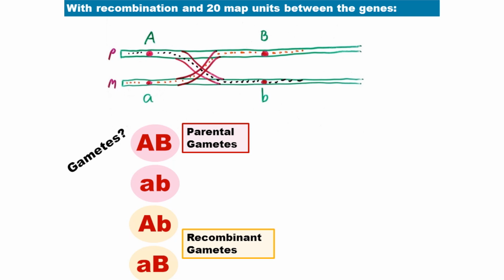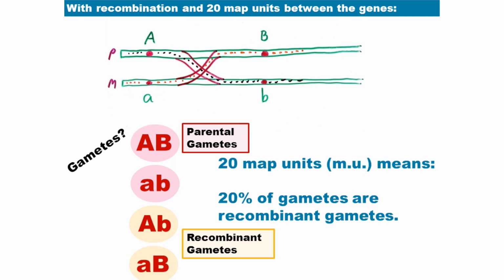And here's the interesting thing. 20 map units tells you that 20% of the gametes that you're going to see from this doubly heterozygous individual are going to be recombinant gametes. That's what the distance is. The distance is defined as how often does crossover occur between them, because I just said it's equally likely at any spot. So if we say 20 map units, that means 20% of the gametes have to be recombinant gametes.